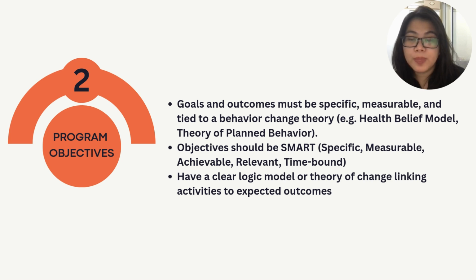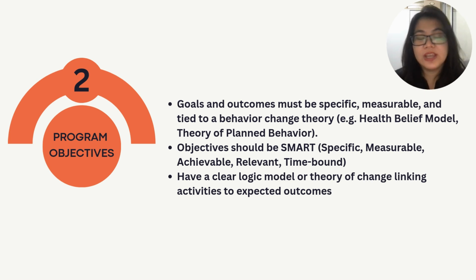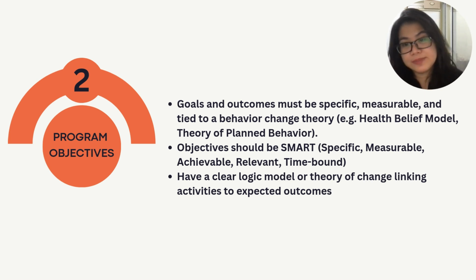Number two, program objectives. We need to have specific goals and outcomes. They should be measurable and tied to a behavior change theory. Our objectives should be SMART, which means specific, measurable, achievable, relevant, and time bound. There should be a logic model or theory of change that links the activities to expected outcomes.